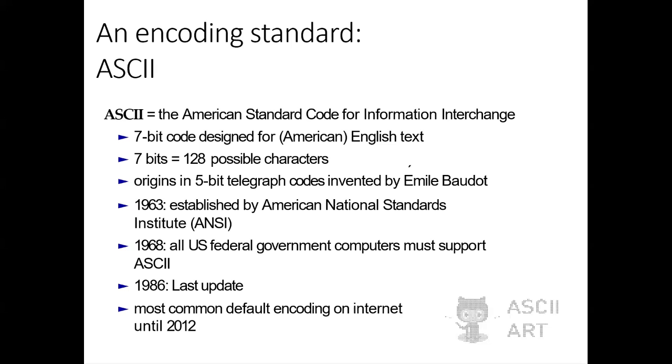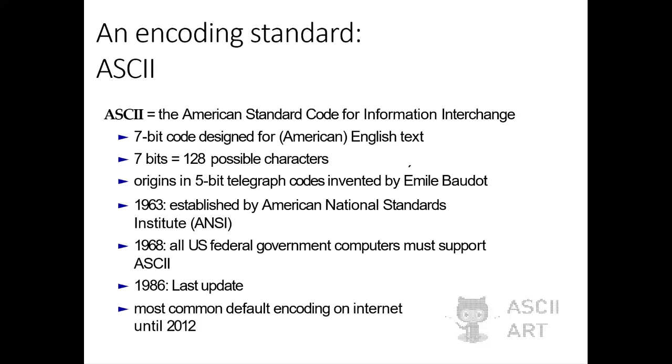And this standard was established by the American National Standards Institute in 1963. So fairly early on in the history of computers. By 1968, 5 years later, all computers used or owned by the federal government in the United States had to support ASCII. They had to use that encoding standard. And it was used for quite a bit. It was updated and modified as people needed to use it for different things, and they realized some things weren't working as well as others. But the last time they ever chose to update it was in 1986.